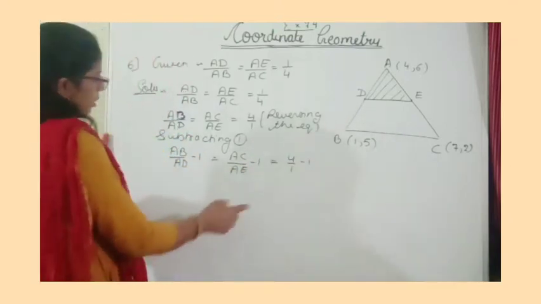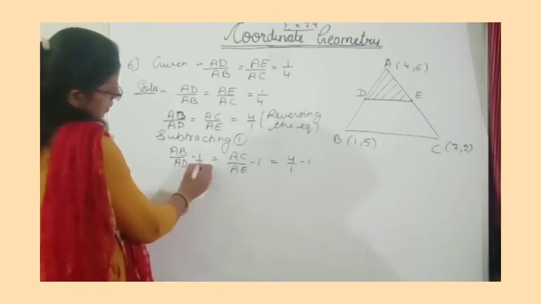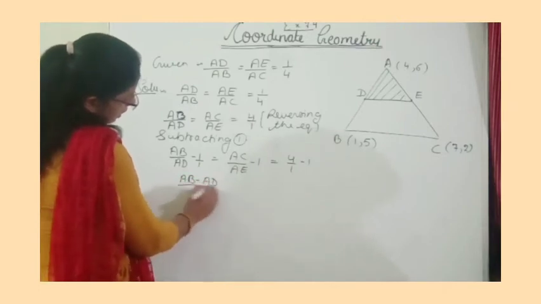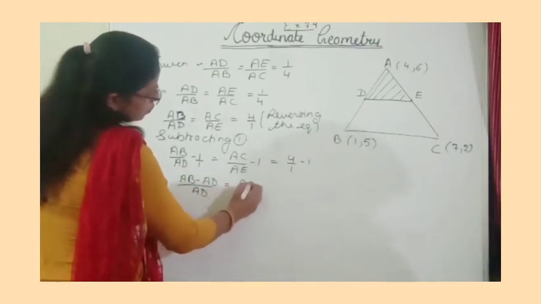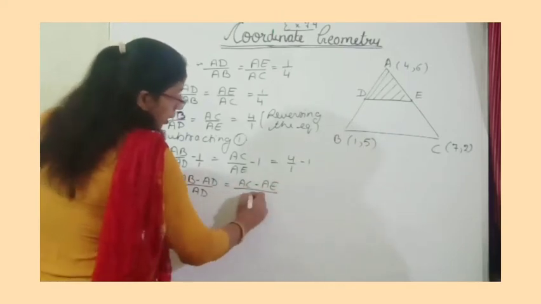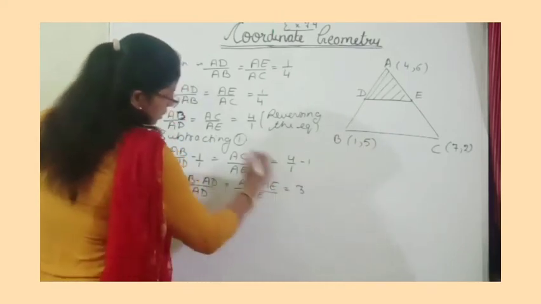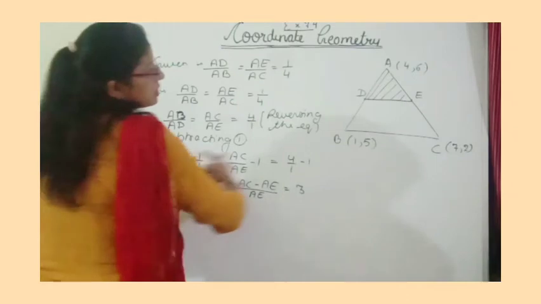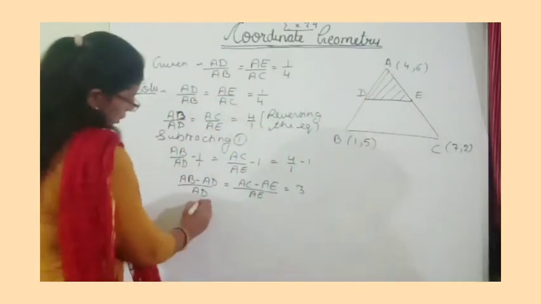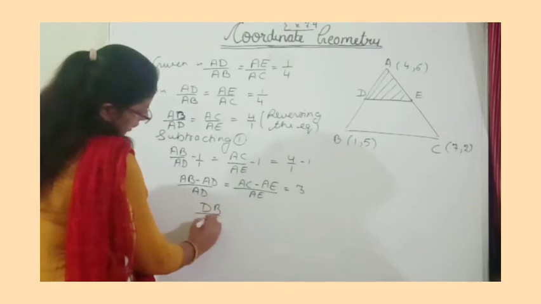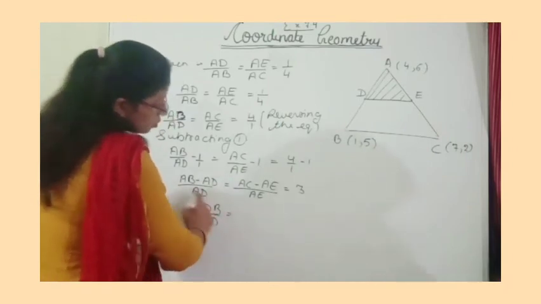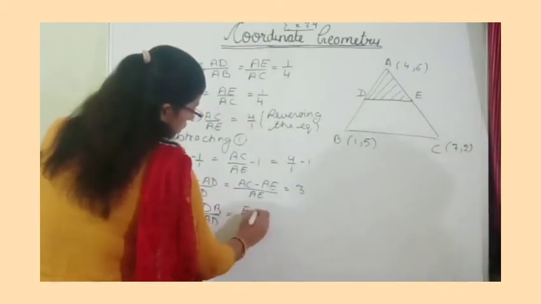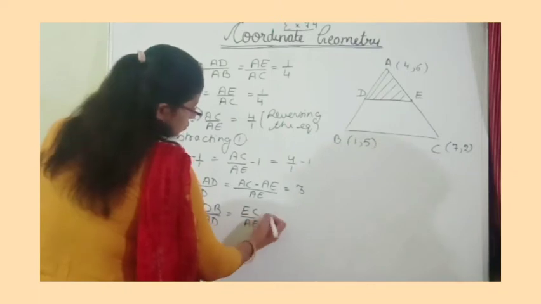So this will become 3. Take the LCM. So we get AB minus AD upon AD is equal to AC minus AE upon AE is equal to 3. Now AB minus AD will become DB, so we get DB upon AD. And AC minus AE we will get EC. So EC upon AE is equal to 3.